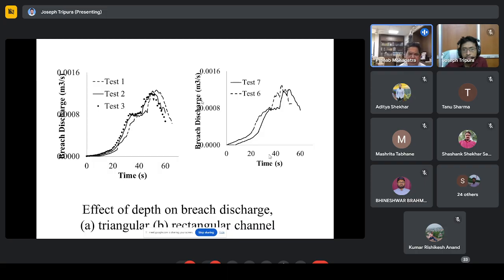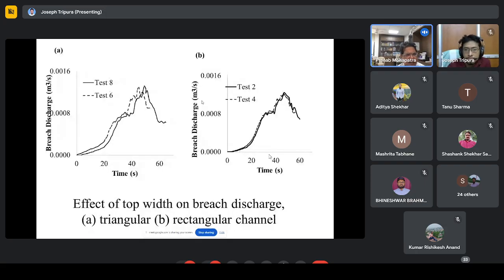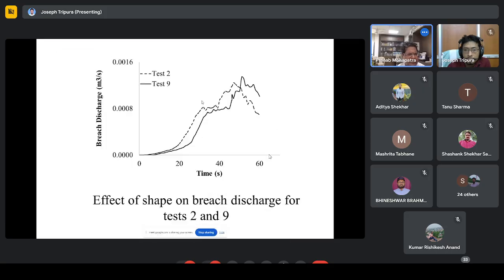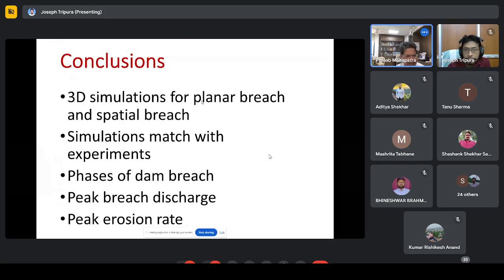So to capture this peak is crucial because this is the design parameter. We don't use in design all the information from this curve. We use only the peak value. Okay, next. Yes, we'll go to the next. Same thing. These are discharges again for different shapes, sizes, and different cases.